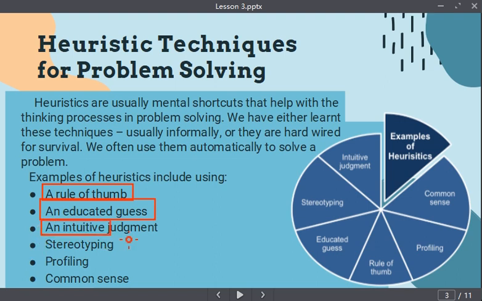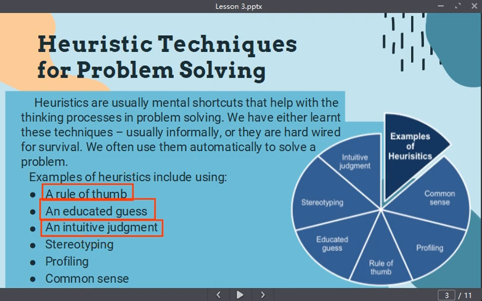Next, we have an intuitive judgment. When we say intuitive judgment, it means that you are making a decision based on subjective feelings that cannot be easily articulated and may not be fully conscious. So you are just making a decision using your judgment. So you are just perceiving it without rational thought, walang kahit anong pinagbabasihan. Okay? So I hope that is clear.